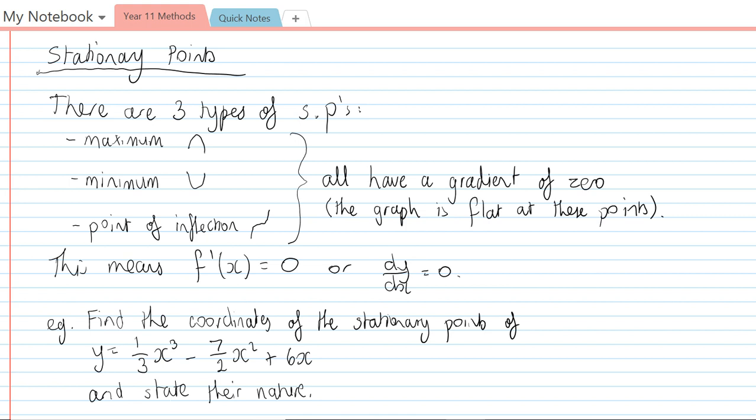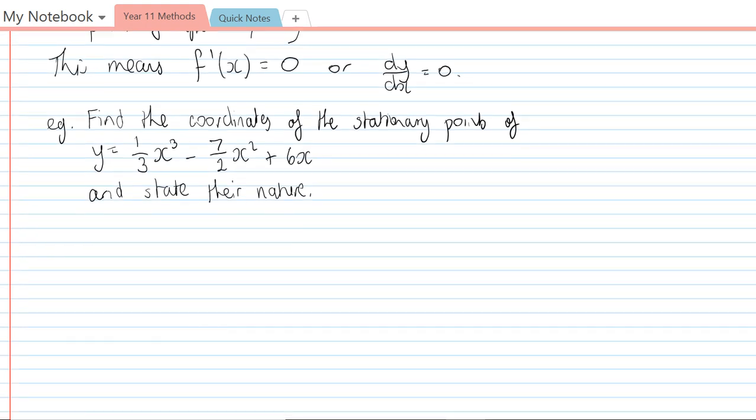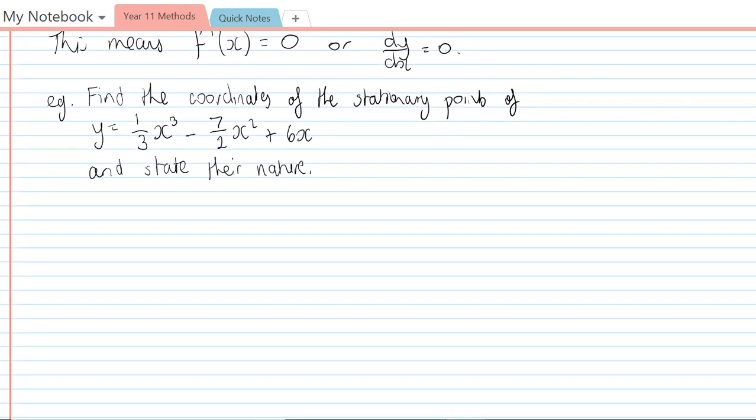So let's have a quick look at a question. Find the coordinates of the stationary points of y equals 1/3 x cubed minus 7/2 x squared plus 6x, and state their nature. So to begin with, what I'm going to do is differentiate this, because I know that at stationary points the gradient must be 0. So I'll find out what dy/dx is.